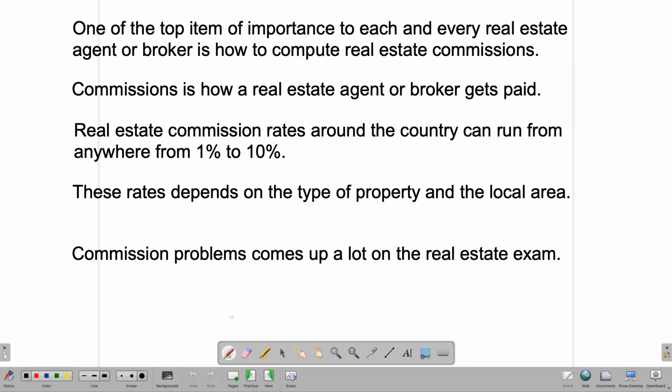Now, one of the top items of importance to each and every real estate agent or broker is how to compute real estate commissions. Commission is how a real estate agent or broker gets paid. Real estate commission rates around the country can run anywhere from 1% to 10%. These rates depend on the type of property and the local area. Commission problems come up a lot in the real estate exams.